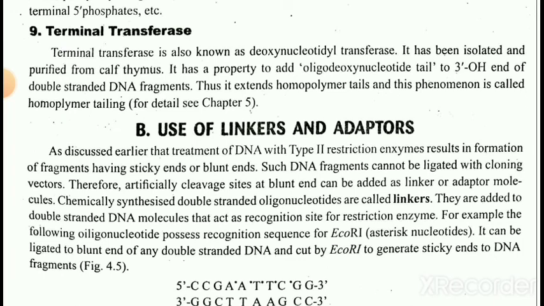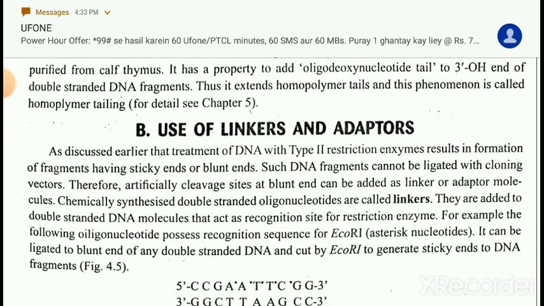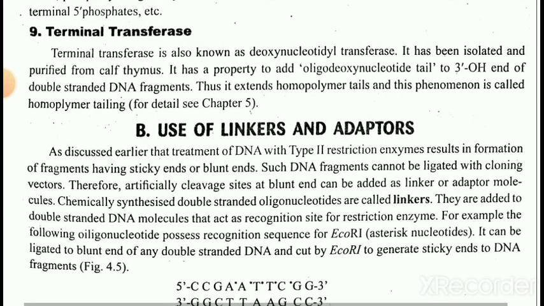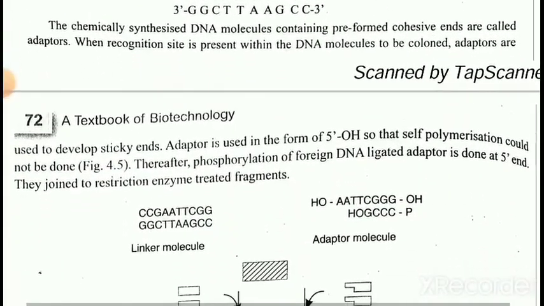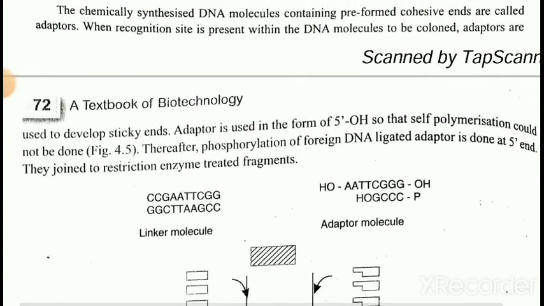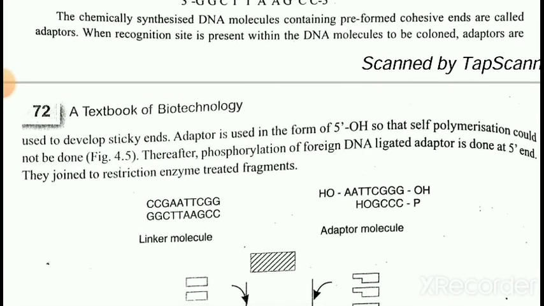B. Use of linkers and adapters. As discussed earlier, treatment of DNA with type 2 restriction enzymes results in formation of fragments having sticky ends or blunt ends. Such DNA fragments cannot be ligated with cloning vectors. Therefore, artificial cleavage sites at blunt ends can be added as linker or adapter molecules. Chemically synthesized double-stranded oligonucleotides are called linkers. They are added to double-stranded DNA molecules and act as recognition sites for restriction enzymes. For example, the following oligonucleotide possesses the recognition sequence for EcoRI.